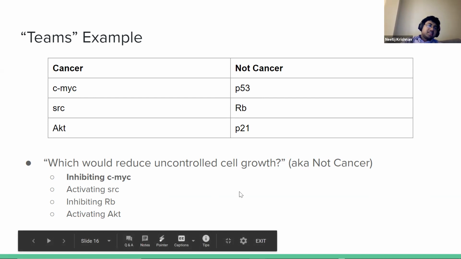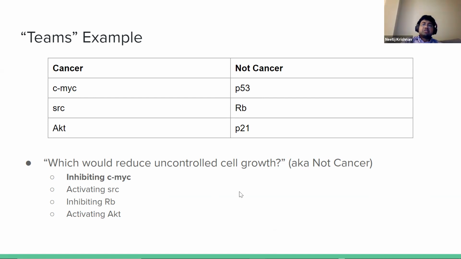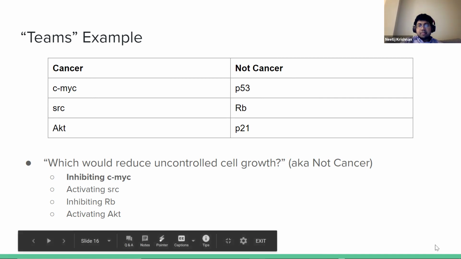Just for clarification, the ones on the left are oncogenes, the ones on the right are tumor suppressor genes. Yep, very good.